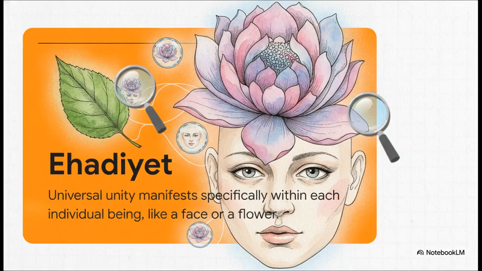But wait, what about our tiny leaf? That's where our second concept steps in, Ahadiyyah. Ahadiyyah means that this grand universal unity actually manifests specifically and uniquely within each individual being.